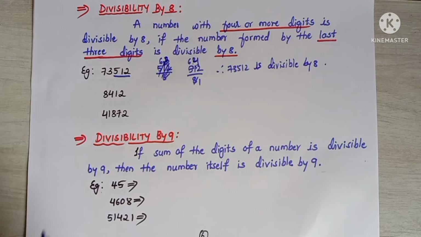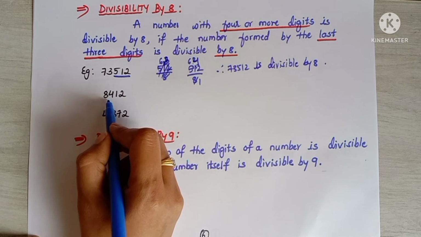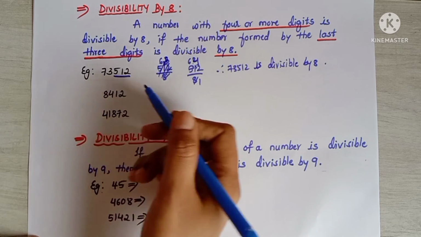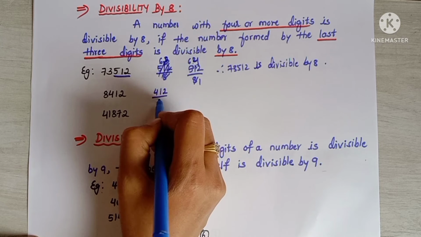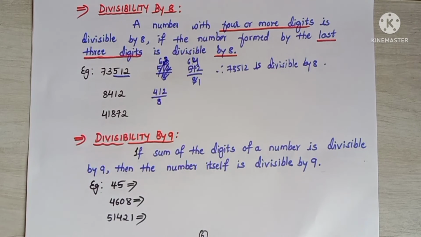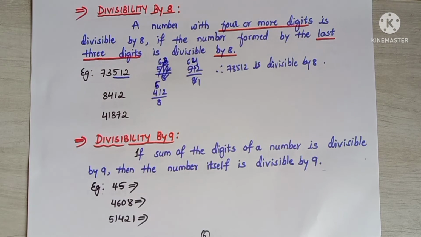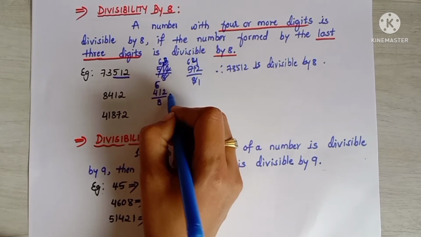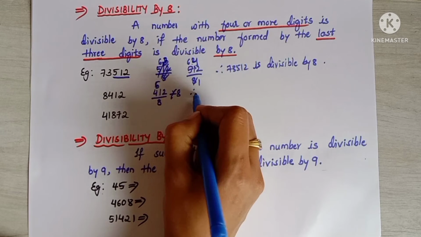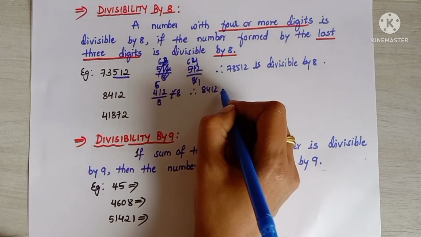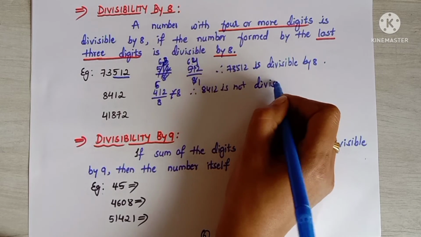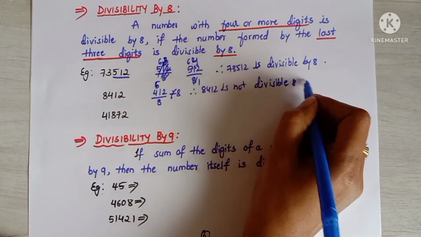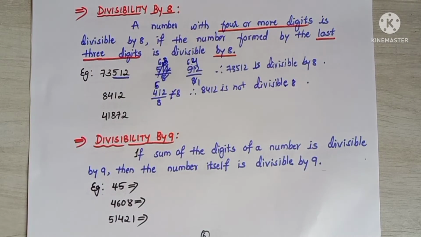So let us take another example. 488412. What do we have to take? We have to take the last 3 digits and check whether they are divisible by 8 or not. This will be 412. It is not divisible by 8. Therefore, 488412 is not divisible by 8.